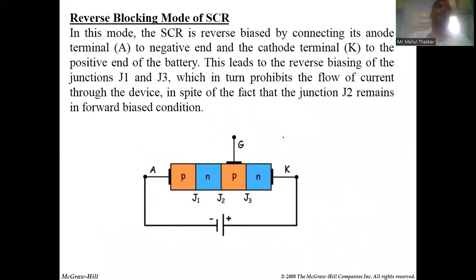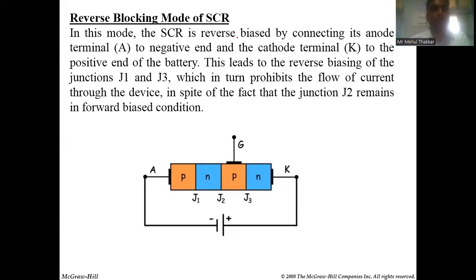So the SCR can work in 3 modes. First we will discuss the reverse blocking mode. Second, we will discuss the forward blocking mode, and then the forward conducting mode. So we will discuss all these 3 conditions of the SCR one by one.